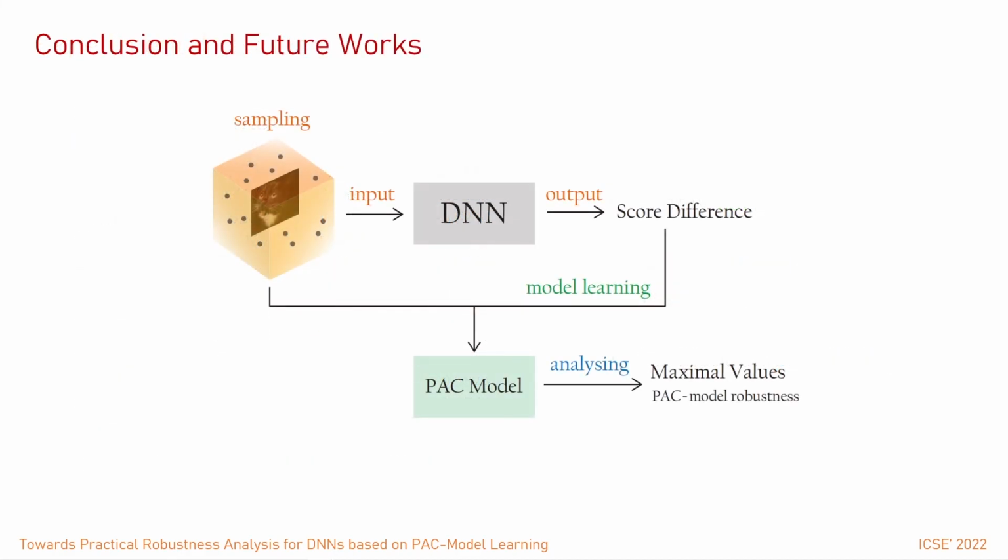In this paper, we propose DPAC, a method based on model learning to analyze the PAC-model robustness of DNNs in a local region. With the scenario optimization technique, we learn a PAC model which approximates the DNN within a uniformly bounded margin with a PAC guarantee. With the learned PAC model, we can verify PAC model robustness properties under specified confidence and error rate.